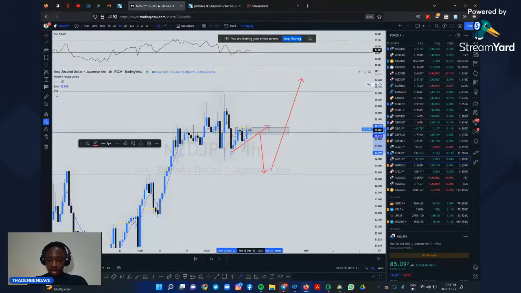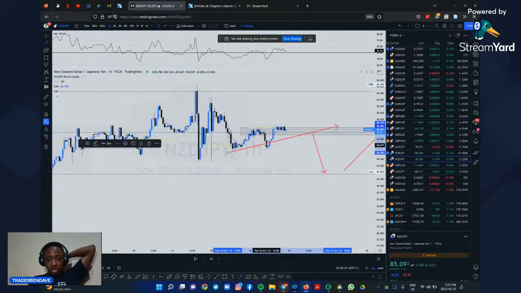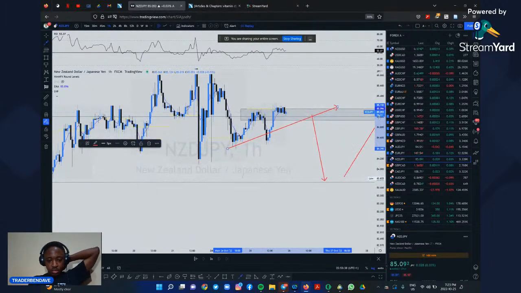If we get the next... when does the next 1 hour candle close? So the next candle closes in 6 minutes' time.